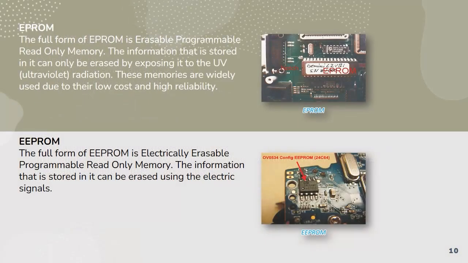EPROM, the full form of EPROM is Erasable Programmable Read-Only Memory. The information that is stored in it can only be erased by exposing it to the UV, ultraviolet, radiation. These memories are widely used due to their low cost and high reliability. EEPROM, the full form of EEPROM is Electrically Erasable Programmable Read-Only Memory. The information that is stored in it can be erased using the electric signals.